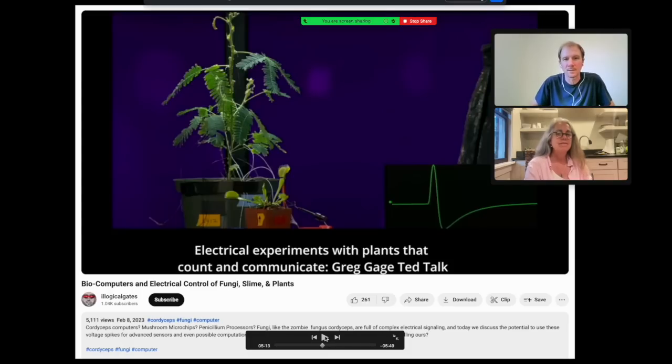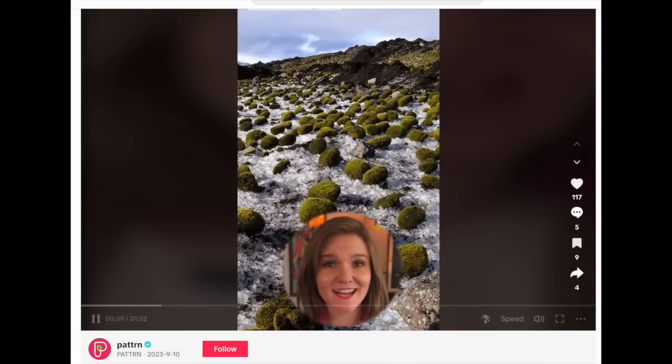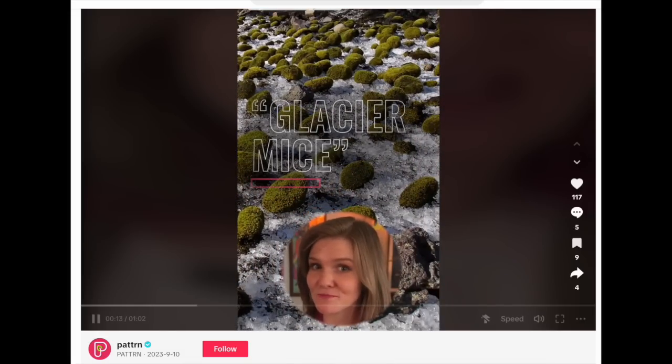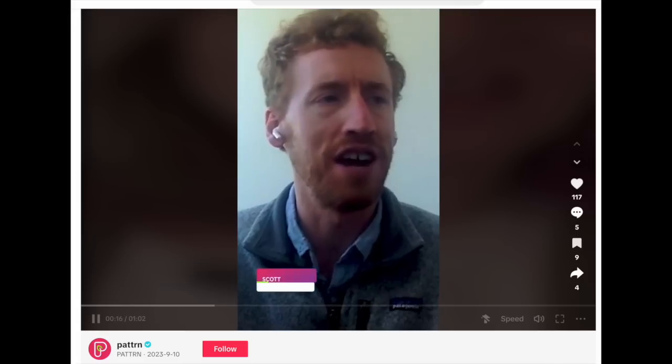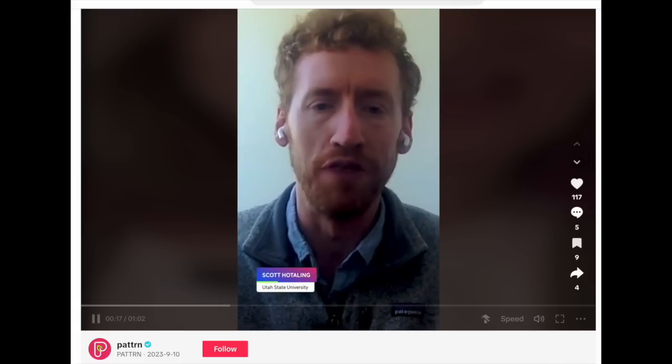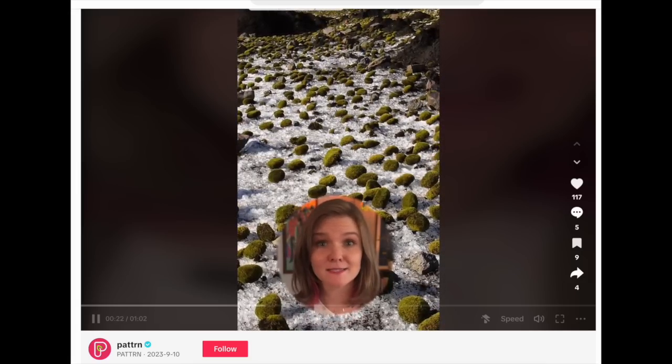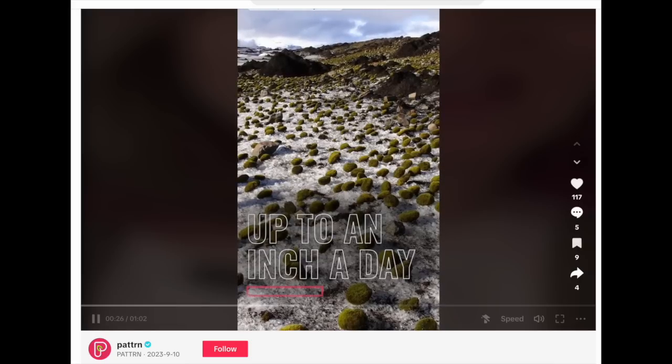Or I sent you the one link, glacier mice, which to me is fascinating. If you've never looked it up, look it up, glacier mice. They're softball-sized mounds of moss, dirt, and rock, and they're often called glacier mice because... Pretty shocking to see they actually move, sometimes very almost herd-like. That's right. This colony of moss moves up to an inch a day. It's still a little bit of a mystery.